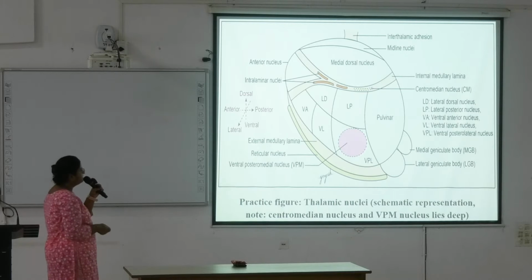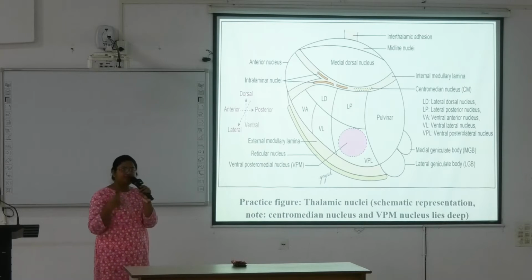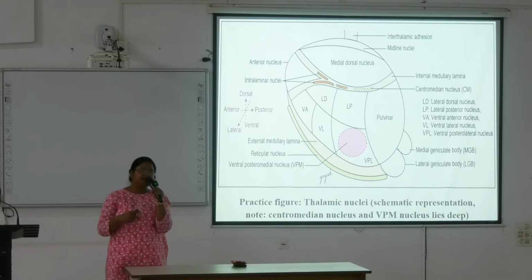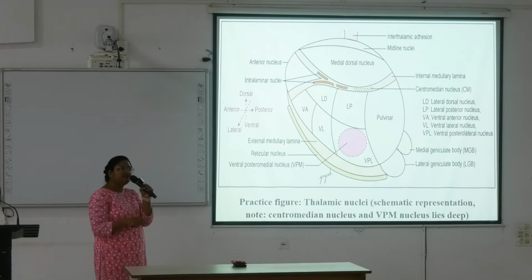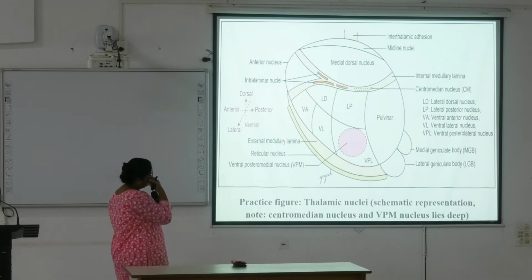So all these are the nuclei. You have seen the location of different nuclei of the thalamus. Practice a schematic diagram like this. If the nuclei of the thalamus comes as a short note, you have to draw a diagram like this. Next.